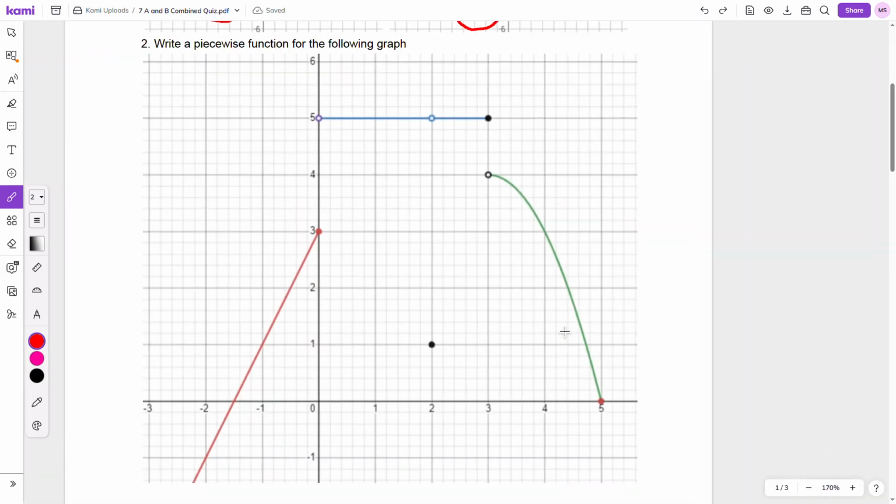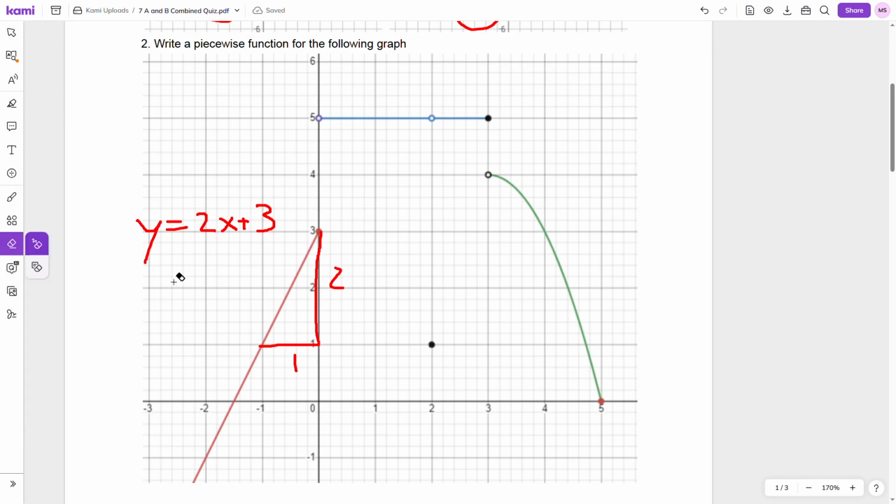All right, that sounds like fun. Okay, so this red one here is clearly a line. So it's going to be y equals mx plus b. It has a y-intercept, so something x plus b. The y-intercept is 3, so I can already put a y-intercept of 3. And the slope appears to be 2 because you have a run of 1 and a rise of 2. So rise over run is 2. So this equation is y equals 2x plus 3.